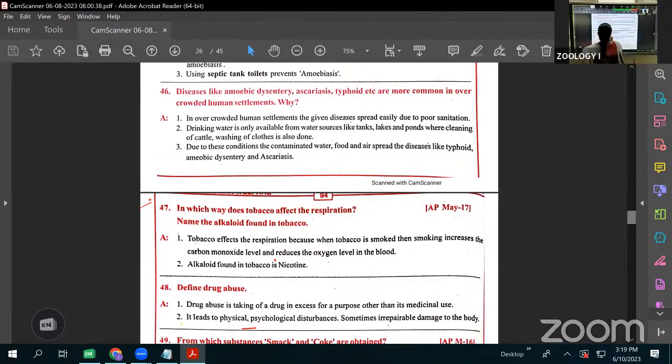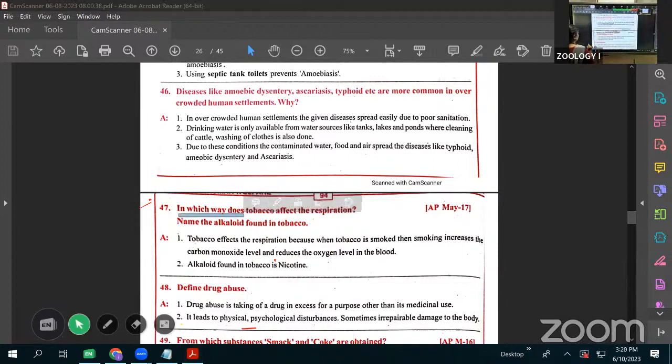Next is, in which way does tobacco affect respiration? Name the alkaloid found in tobacco. Tobacco smoking increases the carbon monoxide level and reduces the oxygen. The carbon monoxide level is increased, the oxygen level is decreased. Which alkaloid is found in this? Nicotine is the alkaloid found in tobacco.